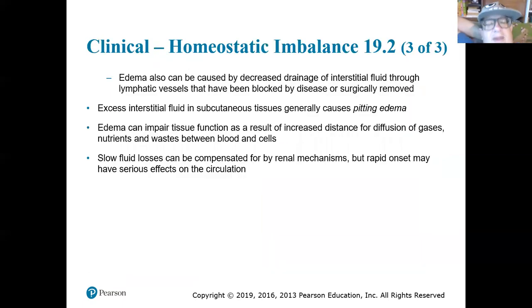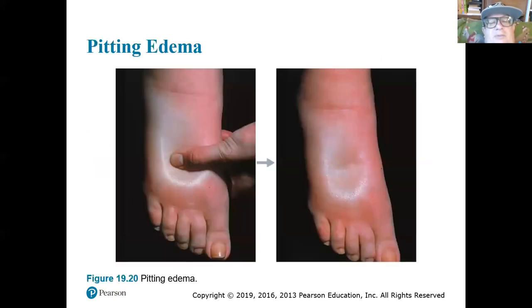Edema can impair tissue function as a result of increased distance for diffusion of gases and nutrients and waste between cells. What we're saying is if you got more fluid in the tissue, it's a greater distance for nutrients to travel to cells, oxygen to travel to cells, or waste to travel away from cells back to the blood. That can be a problem. If it's a slow fluid loss, you can compensate with your kidneys. Rapid onset could be a big deal.